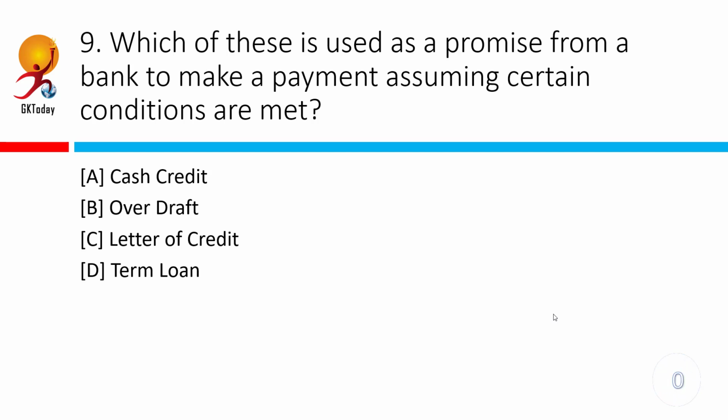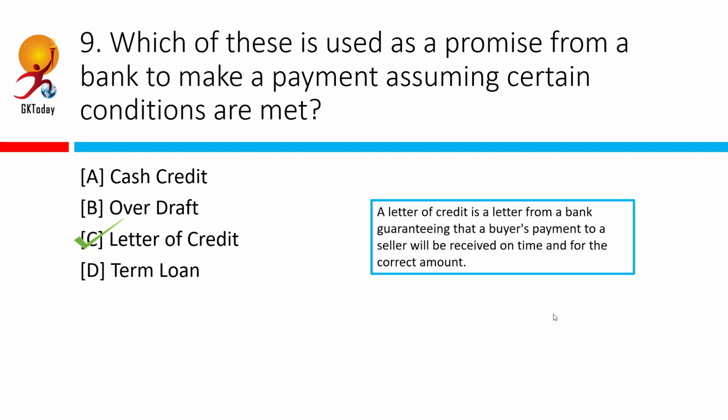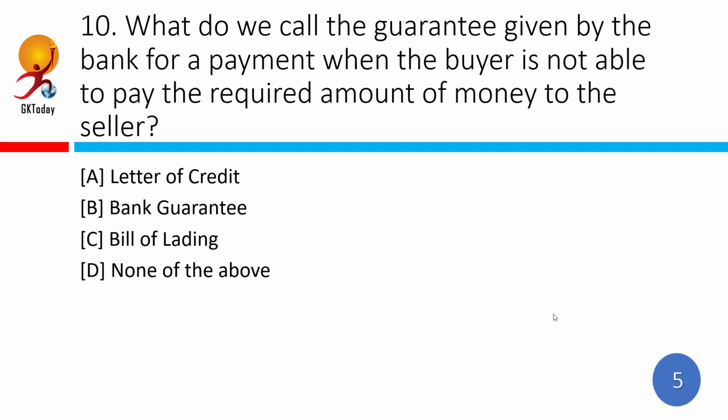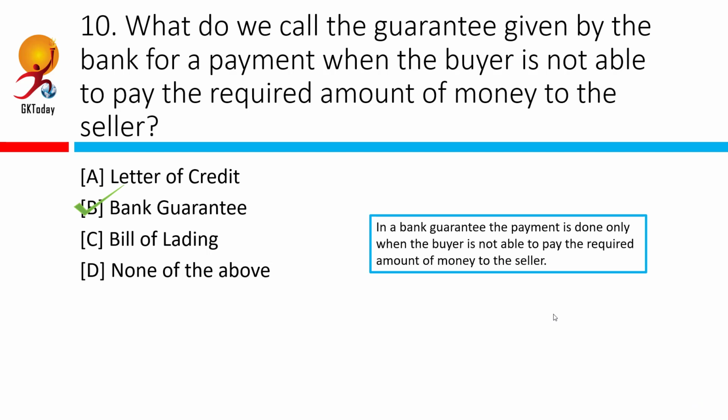Correct answer is letter of credit. This is a letter from a bank that guarantees that a buyer's payment to a seller will be received on time and for the correct amount. What do we call the guarantee given by the bank for a payment when the buyer is not able to pay the required amount of money to the seller? This is known as bank guarantee. In a bank guarantee, the payment is done only when the buyer is not able to pay the required amount, and then that's when the bank steps in.